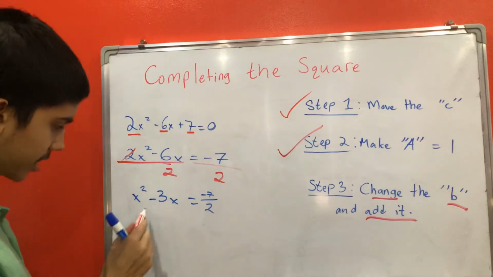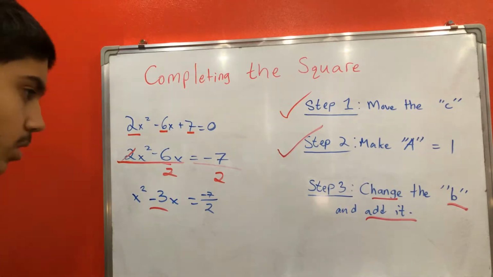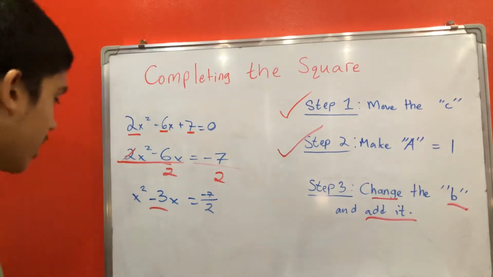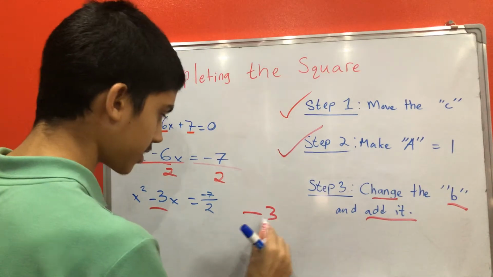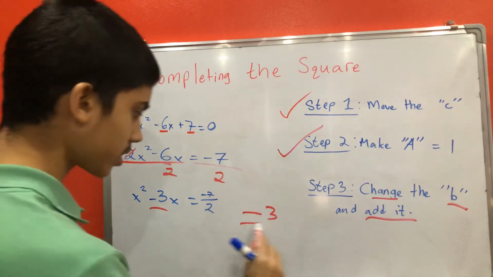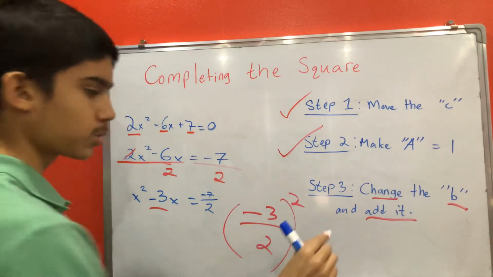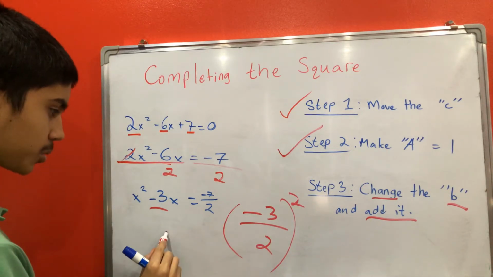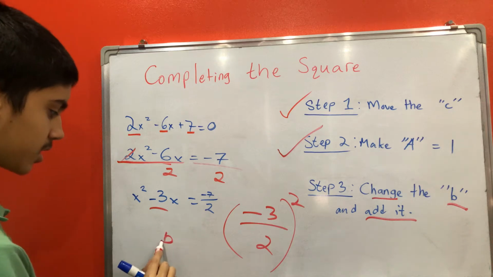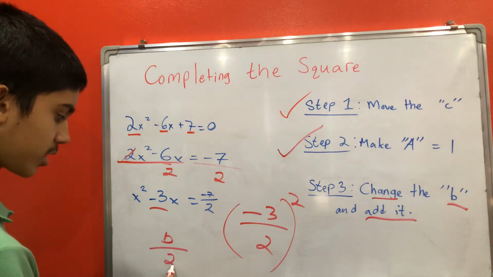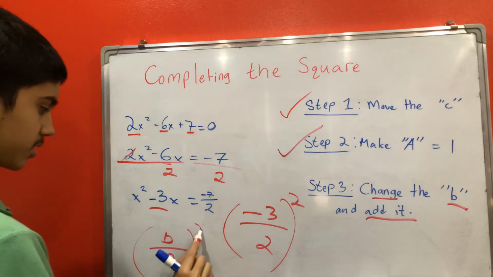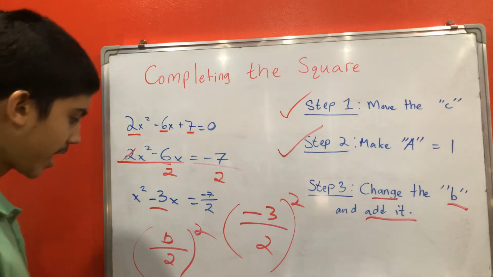Okay, so what's our b? Negative 3, right? So what does it mean to change it and then add it? Negative 3 is our b term. What we're going to do is divide it by 2 and square it. That's what I mean by change it. In other words, we take the b, divide it by 2, and then square it. Just like that, okay?